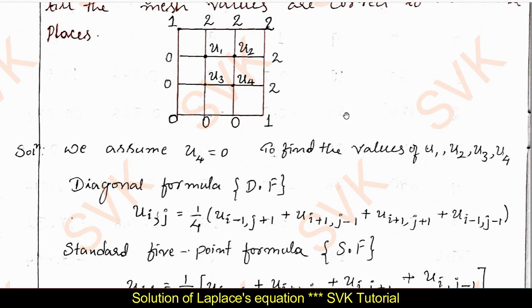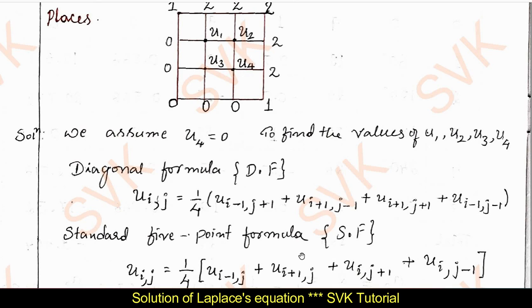After knowing the diagonal formula, we should know what is the standard 5-point formula. If I want to find the value of u1 by using the standard 5-point formula, just add the neighbors of u1, which are adjacent to u1. That is the left side value, which is 0, plus the right side value, that is u2, the upper value, that is 2, and the downward value, that is u3, and divide by 4. That will be the standard 5-point formula.